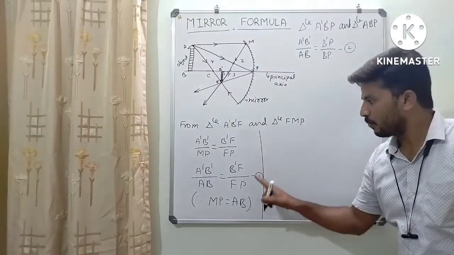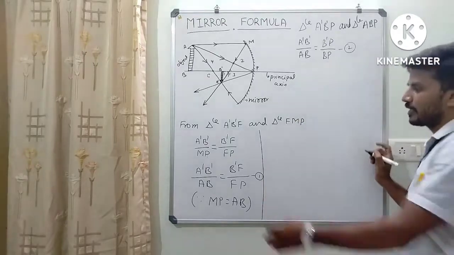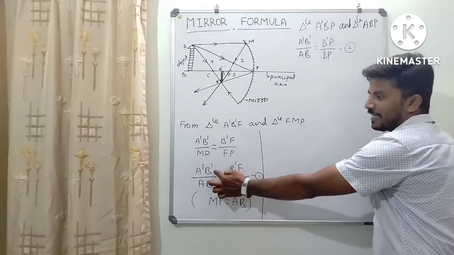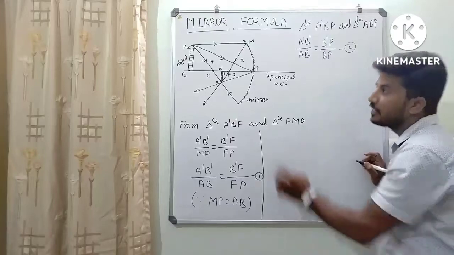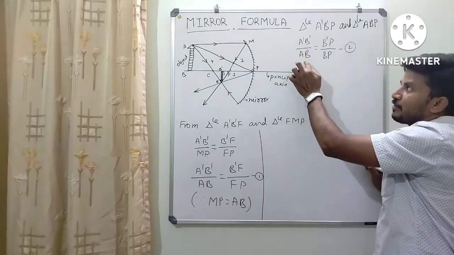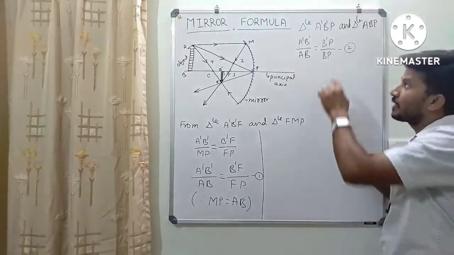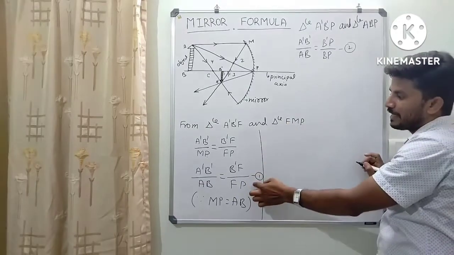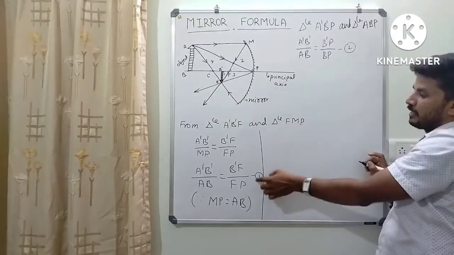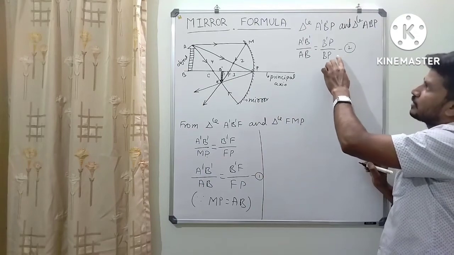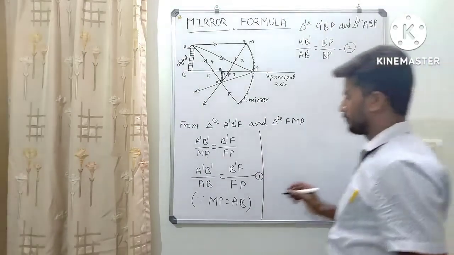Comparing equations 1 and 2, look at that. Left hand side, A dash B dash divided by AB, is equal to A dash B dash divided by AB. Left hand sides are equal, so I can equate the right hand sides. B dash F divided by FP is equal to B dash P divided by BP.